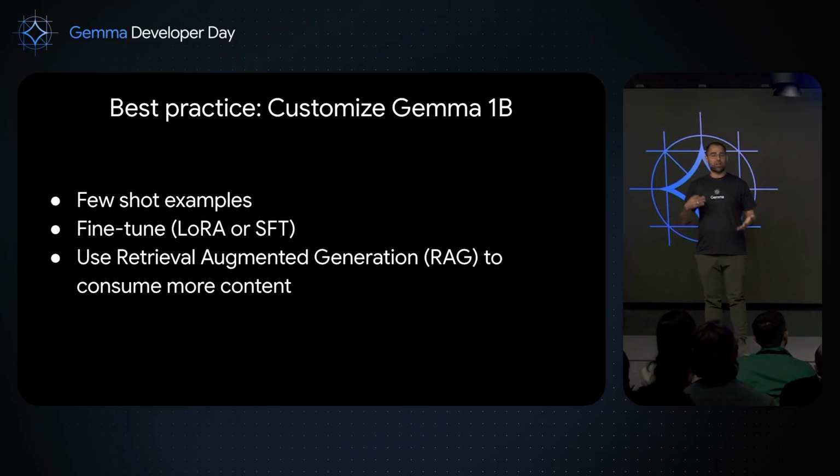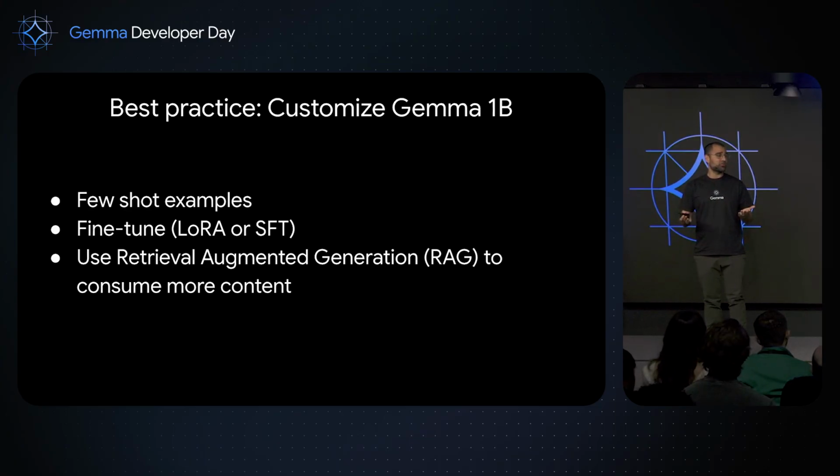All right, those were a couple of use cases. Let's talk about best practices. Gemma 1B is a smaller model, and what we see with that is you get much better results if you can customize it on your own data. At the very least, you can do few-shot prompting, which means in your prompt, you can have some examples of the types of inputs and what outputs you expect from them.